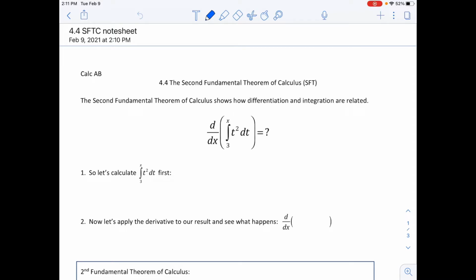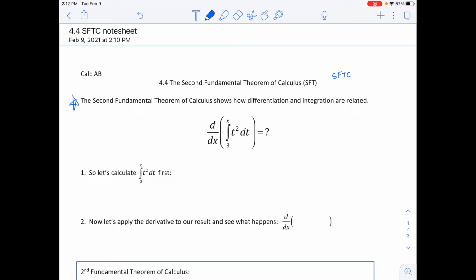So you might see that abbreviated SFT, maybe SFTC. Remember, the fundamental theorem of calculus is officially called the first fundamental theorem, but it's so fundamental that we typically just call it the fundamental theorem of calculus. So enough about the wordplay. Basically, as it says here, the second fundamental theorem of calculus shows us how differentiation and integration are related.